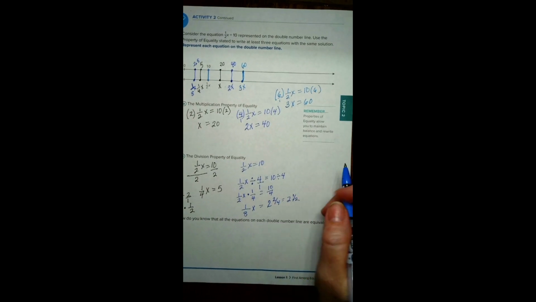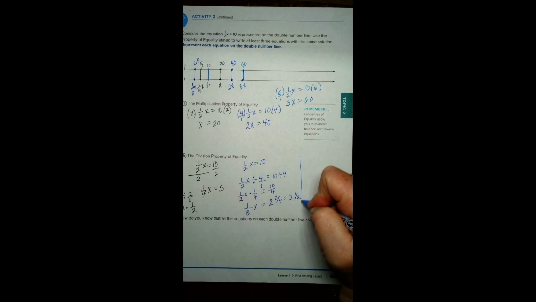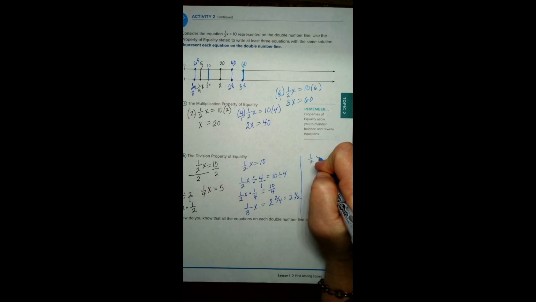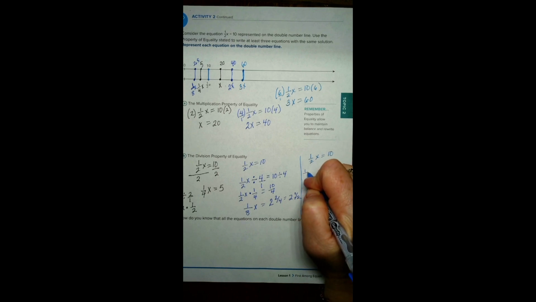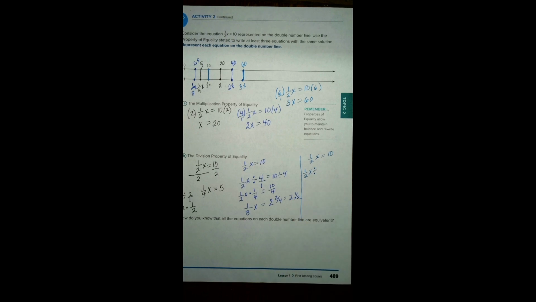And then let's see if we can do one more. So 1/2 x equals 10. So 1/2 x divided by, well, let's do like maybe 8 this time, equals 10 divided by 8. So remember, that's 8 over 1. So we have 1/2 x times the reciprocal equals, I'm just going to write this like this, 10 divided by 8. 1 times 1 is 1. 2 times 8 is 16.